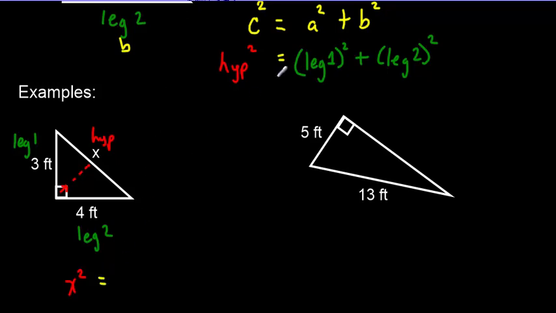okay, is going to equal leg 1 squared. Well, what's leg 1? We called it 3. We called this side leg 1. So that's going to be 3 squared. That's leg 1 plus leg 2 squared. Leg 2 is 4 feet. So 4 squared. Okay, so hypotenuse squared is equal to leg 1 squared plus leg 2 squared.